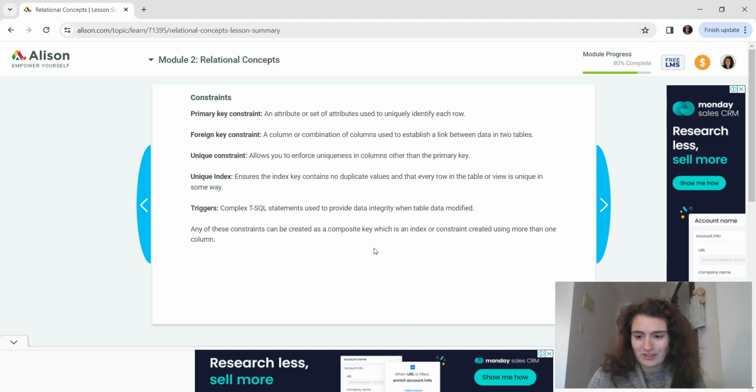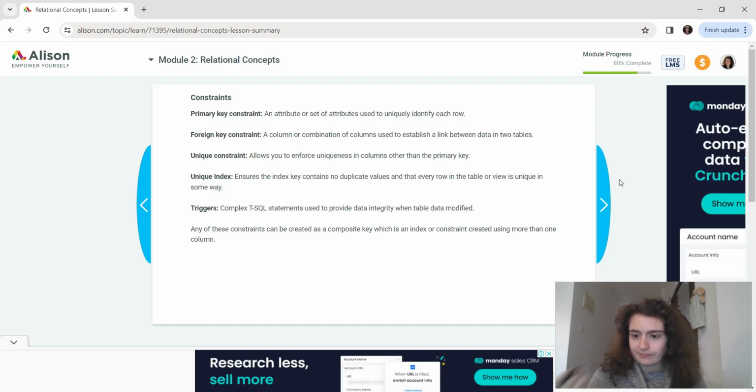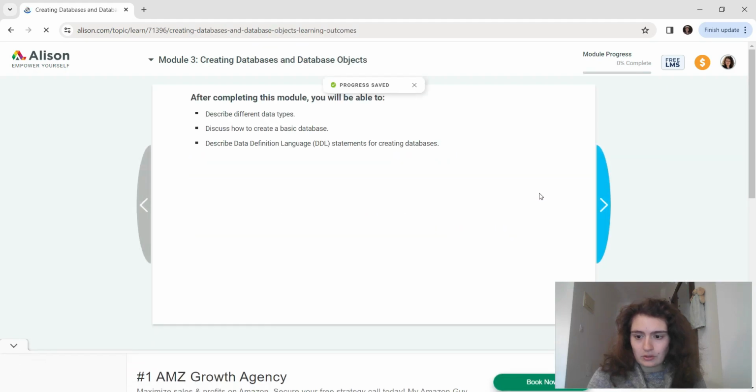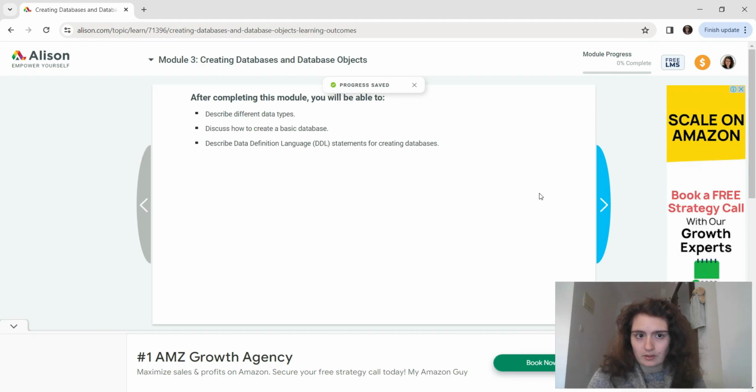And they're just further definitions of the same constraints. So this concludes modules 1 and 2 of the databases and T-SQL course.